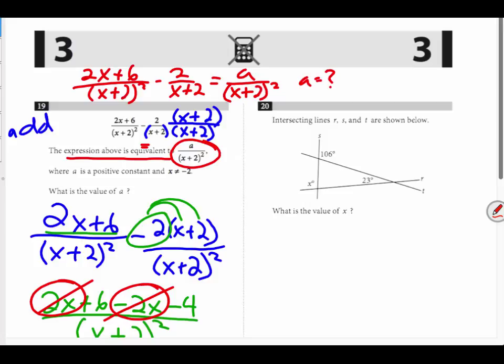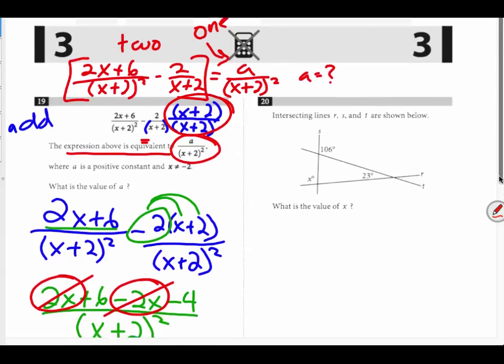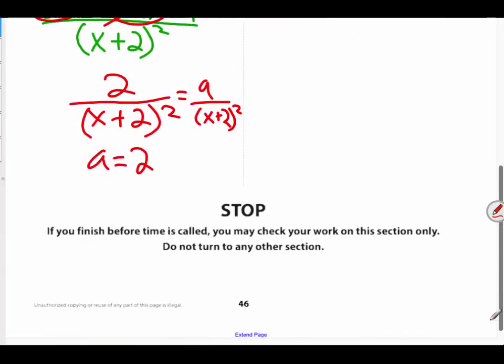Well, in order for me to find out a, I have to combine these. I have two terms here, and I only have one term here. So I've got to take these two terms on the left side of the equal sign and combine them. In order to combine them, I have to have a common denominator. So that takes us through this process of making a common denominator. Once we algebraically have a common denominator, then we combine everything, and I end up with the one term.